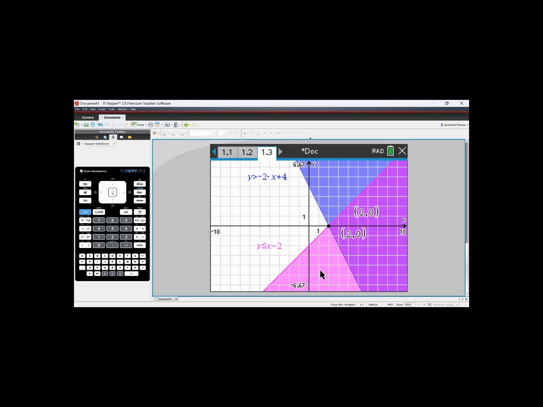But here we go. We've reviewed a lot today. We have reviewed how to graph an inequality, how to find the solution for a system of inequalities, and how to graph those inequalities and systems on the TI handheld.